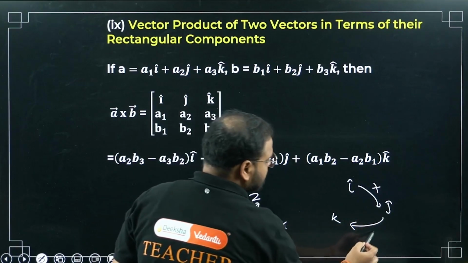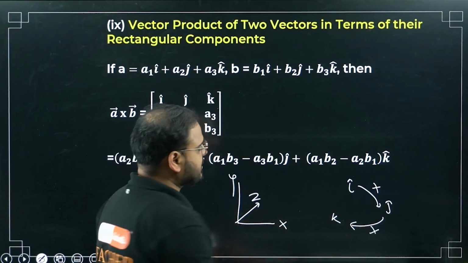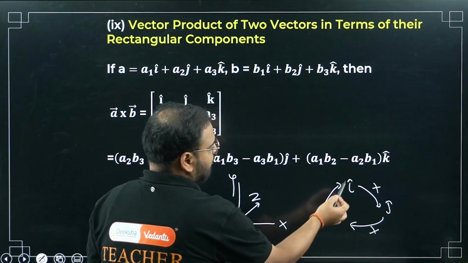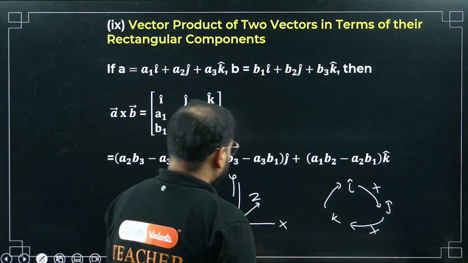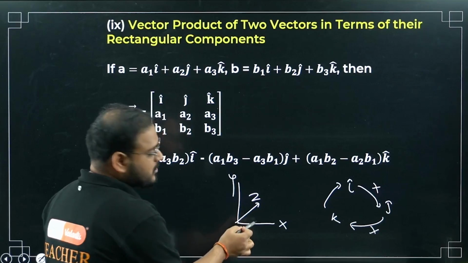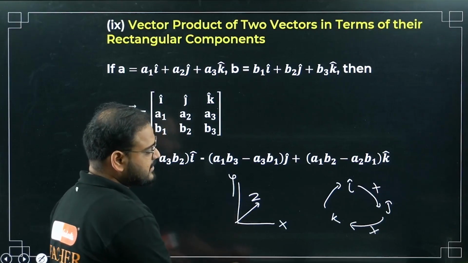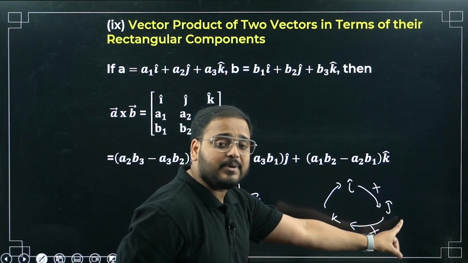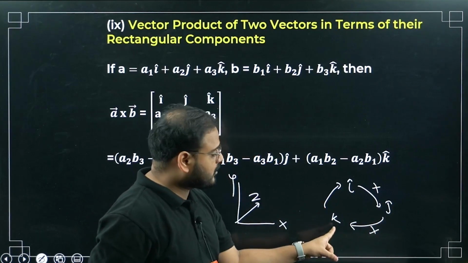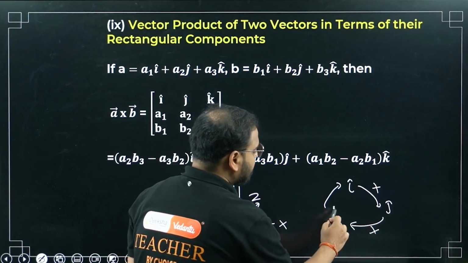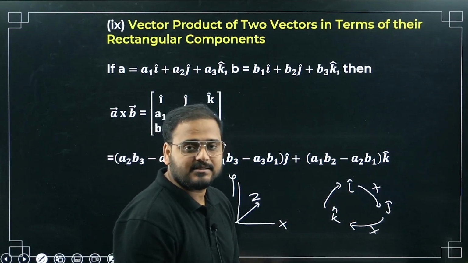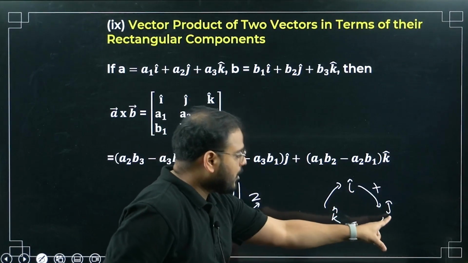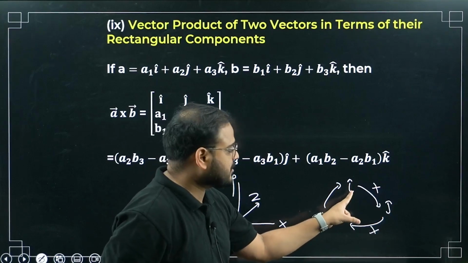Same way, if I take j cross k, what am I going to get? I'm going to get i cap. Check here. j cross k means y with z axis. J cap means y axis, and perpendicular to both y and z axis. This is k cap. What is the result? It's going to be x axis. An axis which is perpendicular to both y axis and z axis is what? X axis, so i cap.